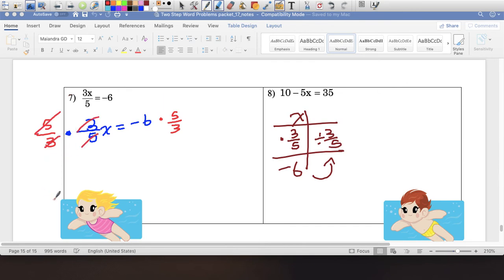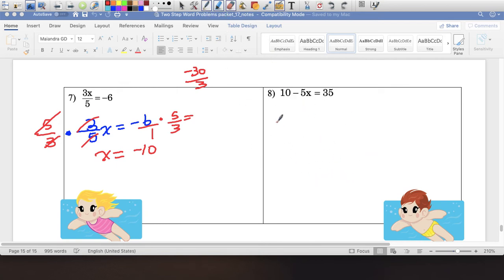All that becomes 1, right? And 1 times x is just x. On this side, let me put this over 1. So if you multiply the top, you get negative 6 times 5, which is negative 30 over 3, right? Because 1 times 3 is 3. And negative 30 divided by 3 is negative 10. So that's my answer.